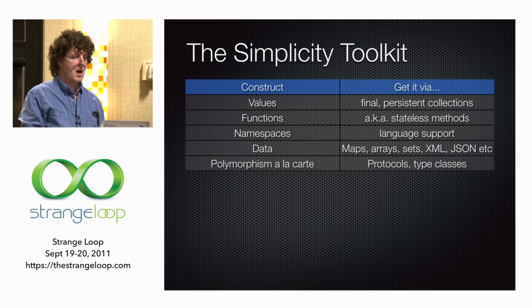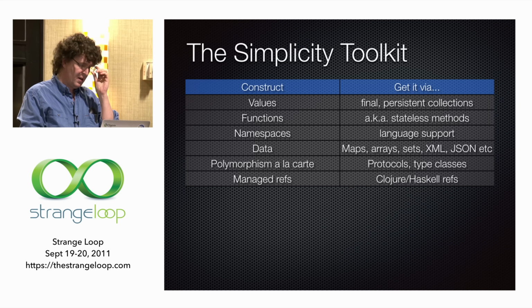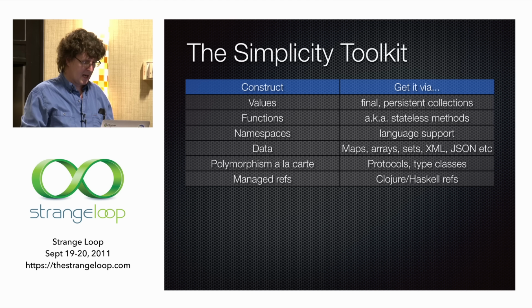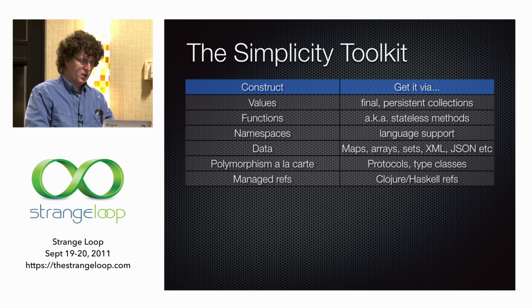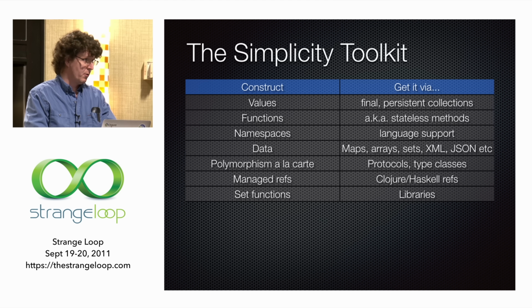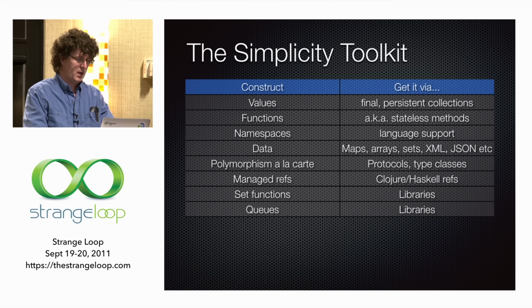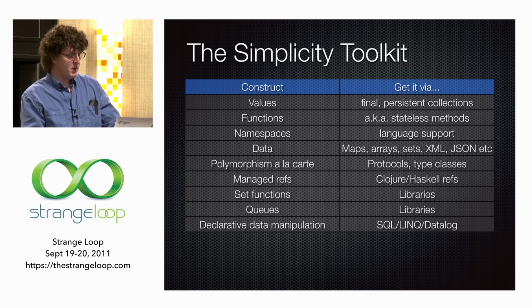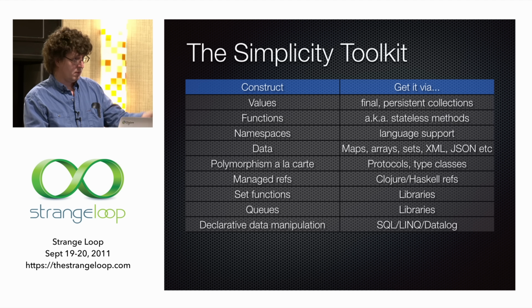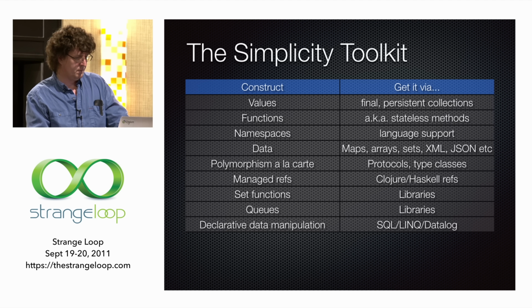I don't know of a lot of library solutions for languages that don't have it. I already talked about managed references and how to get them. Maybe you can use closures from different Java languages. Set functions you can get from libraries. Queues you can get from libraries. You don't need a special communication language. You can get declarative data manipulation by using SQL or learning SQL, finally. Or something like LINQ or something like Datalog.